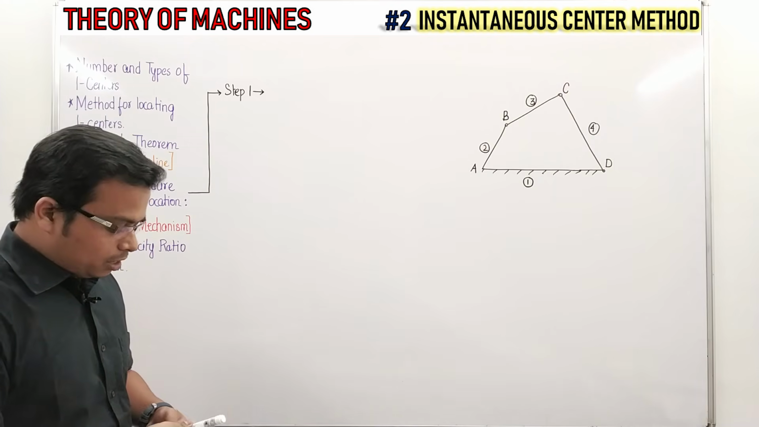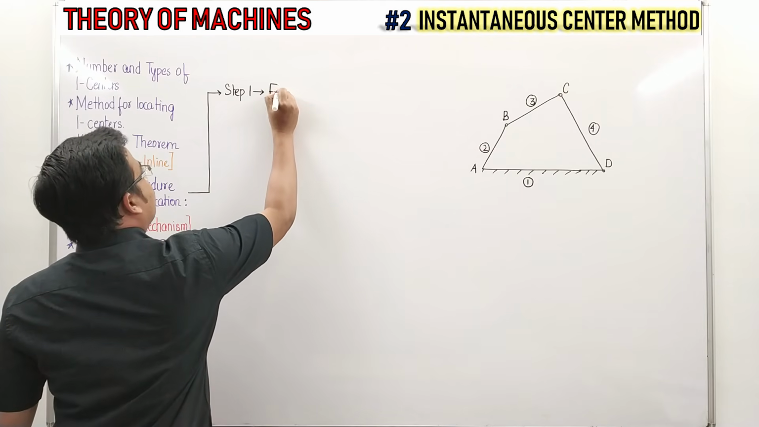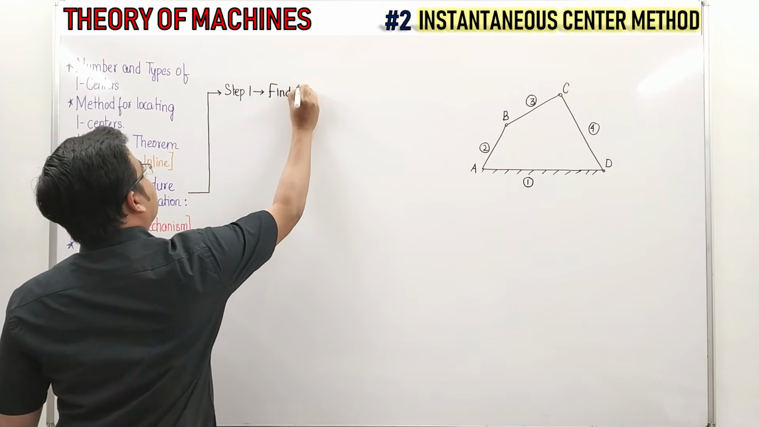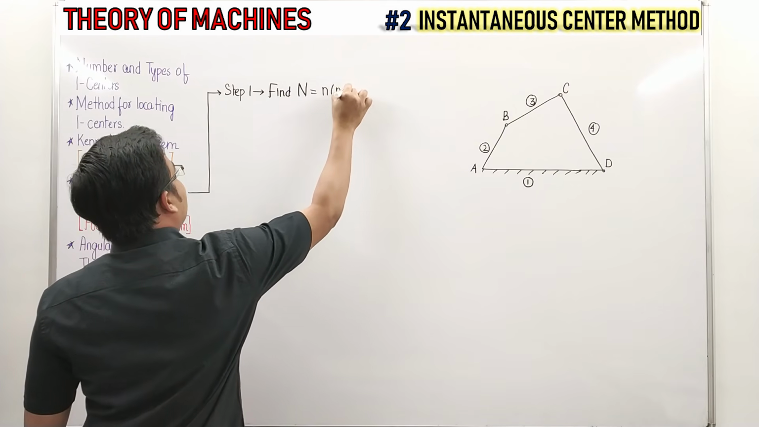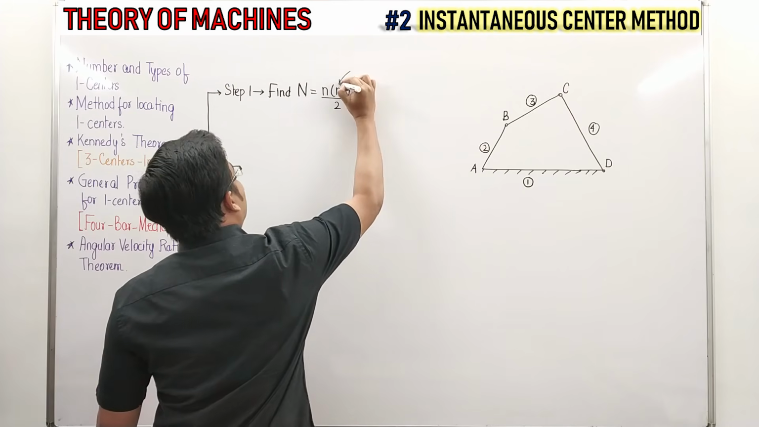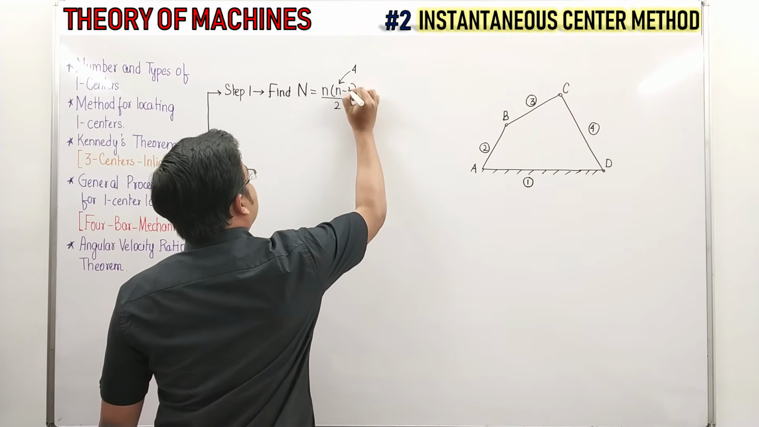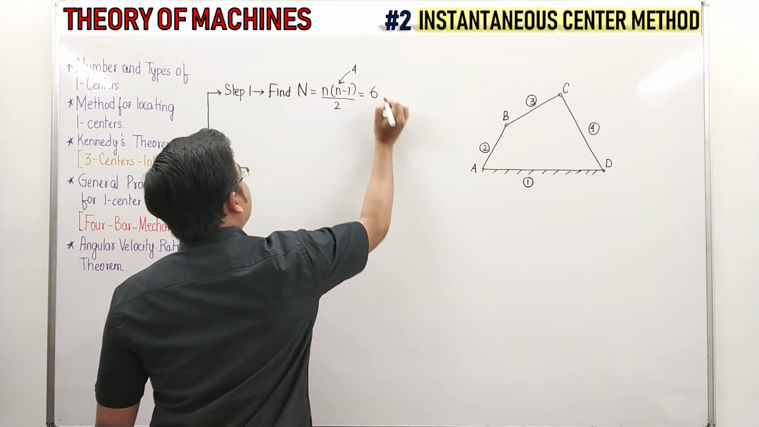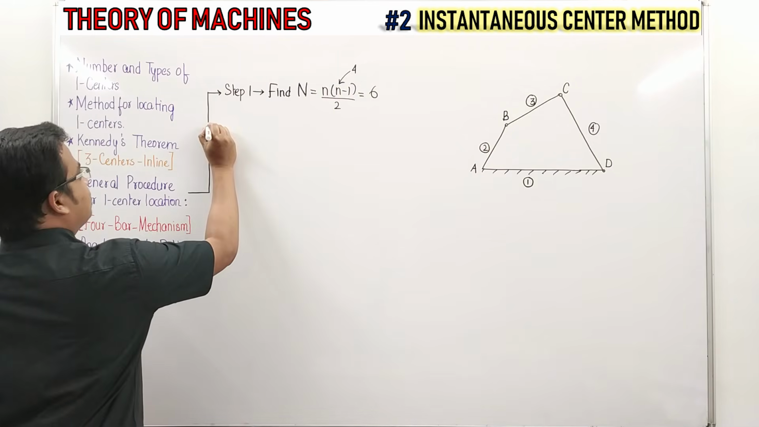Okay. So the first thing that you need to do is count the number of links. Or rather I should say this, find N, not small n, but capital N. N is equal to n into n minus 1 by 2. And if you just punch in the value of n for a 4-bar mechanism such as this, 4 minus 1 is 3, 3 into 4, 12, divided by 2, this is going to be 6. Now we know that there are going to be 6 I centers.